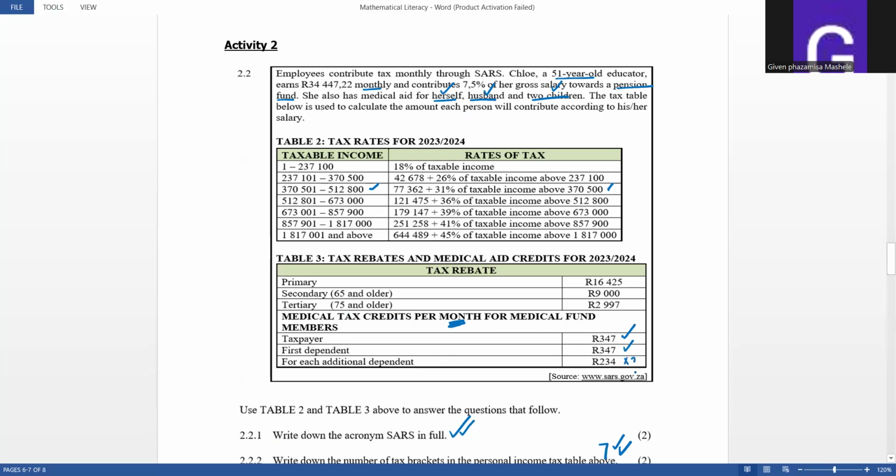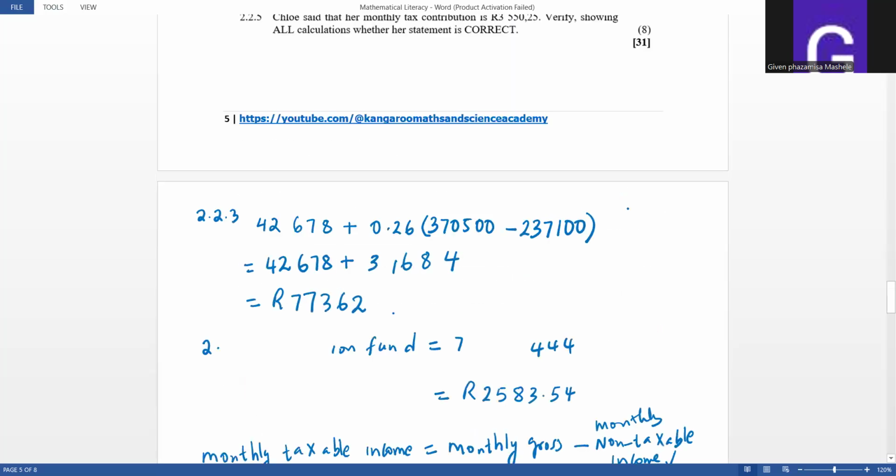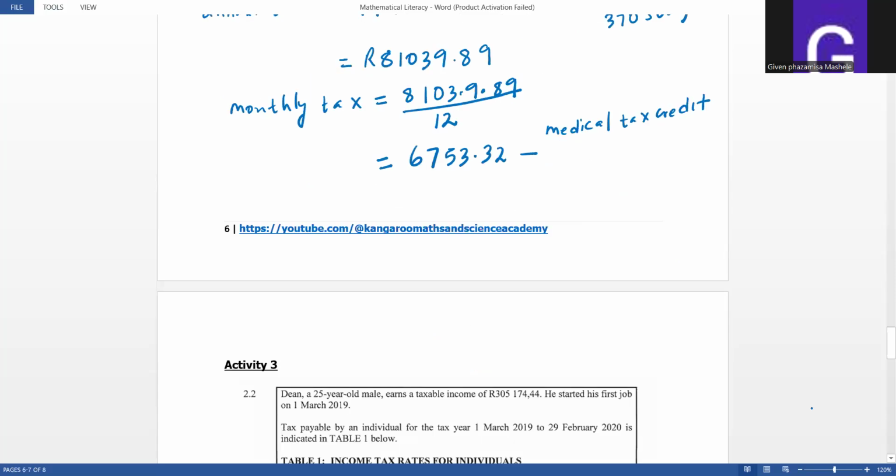So this must be times 2. It means it's 234, because for 2 children times 2, which is 468, plus 347 for the husband, and also 347 for the taxpayer. So this is 1,162. I apologize. So we need to subtract the 1,162, which is the medical tax credits.